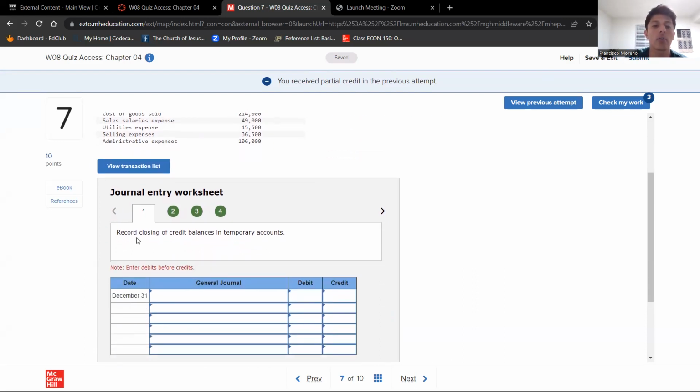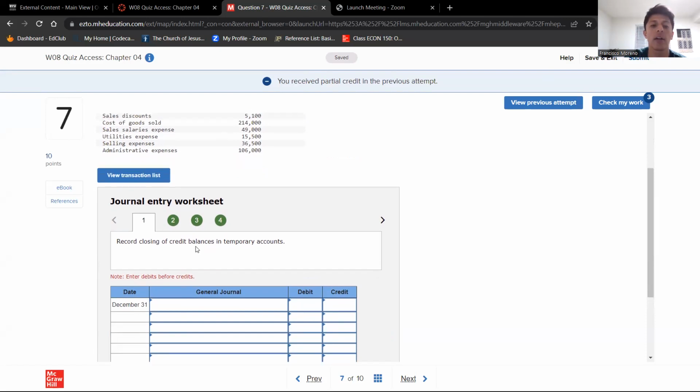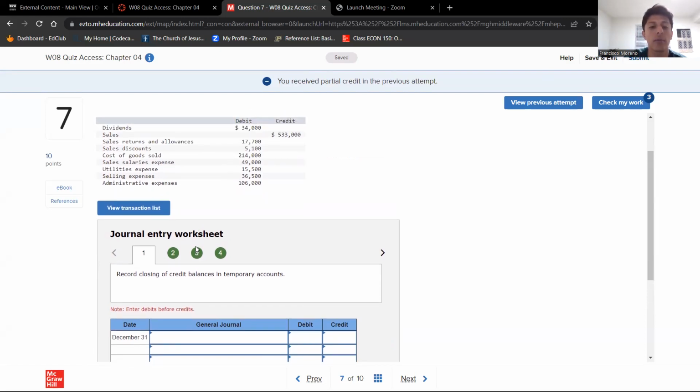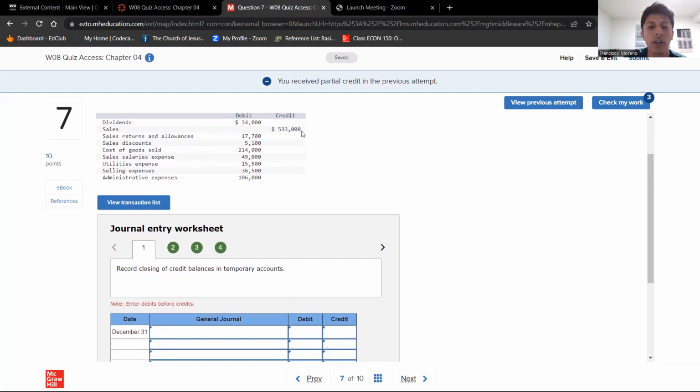So it says record closing of credit balances in temporary accounts. The only temporary account that we have here with a credit balance is going to be sales. So what you want to do is cancel out, or at least that's how it works in my mind, you want to cancel out that credit balance by adding the same amount into the debit.